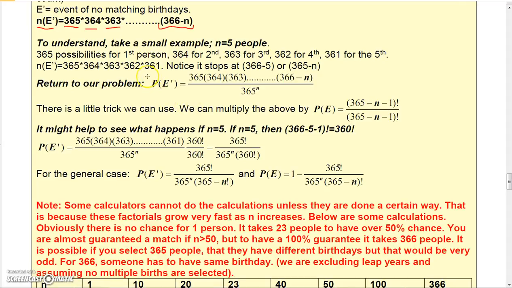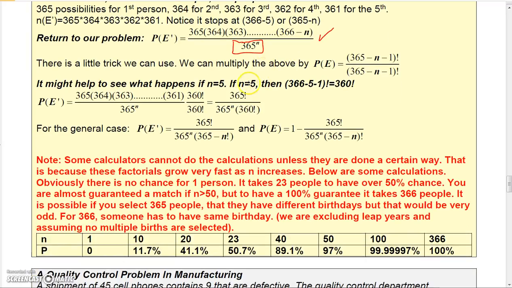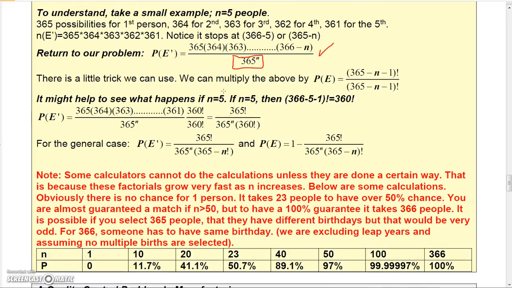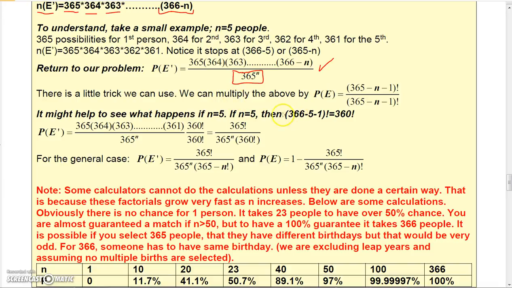Alright, so now let's return to the probability of not E. So we know for the probability of not E, the bottom has to be the number in the sample space, 365 to the N, and the top has to be this: 365 times 364, and so on, down to 366 minus N. Okay, well, there's a little trick that you can do. We can actually multiply the top by 365 minus N, factorial.